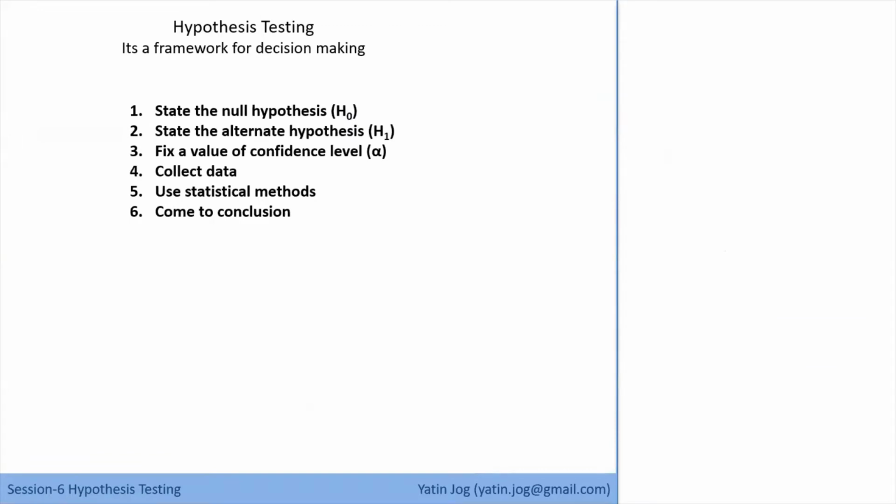Hypothesis testing. Now, hypothesis testing is a framework for decision making. Why is it called a framework for decision making? Because at the end of the hypothesis testing process, we decide whether to accept or reject the hypothesis. That's why it is called a framework for decision making. And as it is a framework, it is a structured way of implementing the process.